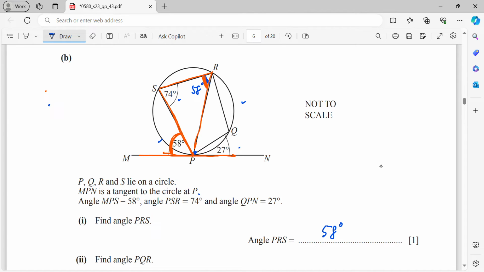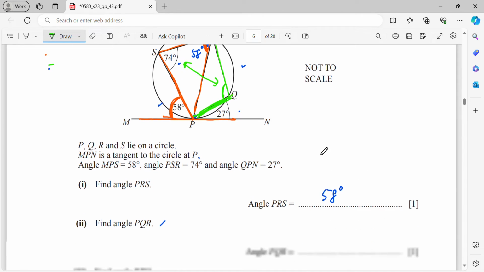So this is 58. Now angle PQR for the second part. For angle PQR, you can look at the whole cyclic quadrilateral. According to the cyclic quadrilateral, the total of the opposite angles will be 180 degrees. Therefore, angle PQR is 180 degrees minus 74 degrees. This is going to be 106 degrees.